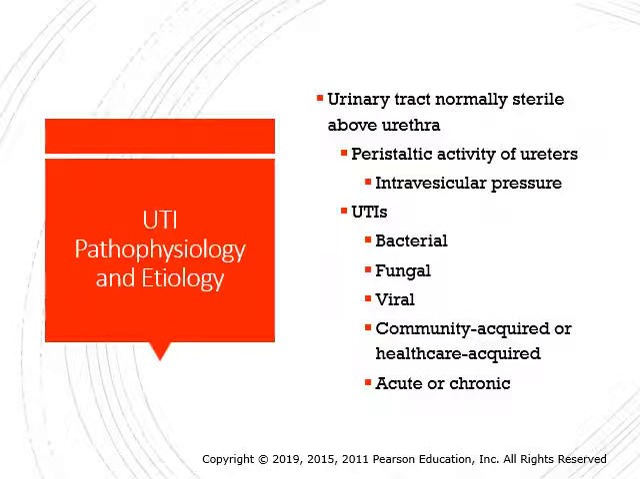It's kept sterile by the peristaltic activity of the ureter. So peristalsis helps urine flow out, so it should never be flowing backward or retrograde. And also by the intravesicular pressure of the bladder. So we're not going to get into intravesicular pressure. It's a method to measure bladder pressure. And they do this to do some studies for patients who are having problems with chronic UTIs. So UTIs can be bacterial, fungal, viral, community acquired, or healthcare acquired, and can be acute or chronic in nature.